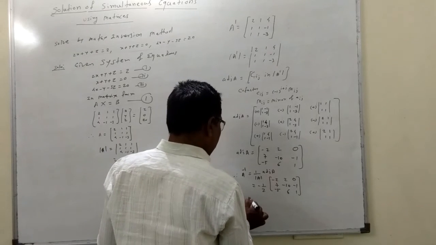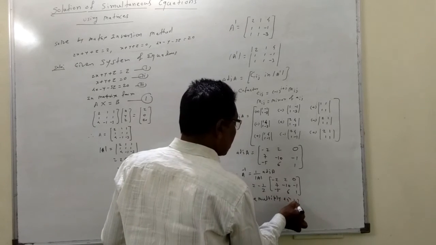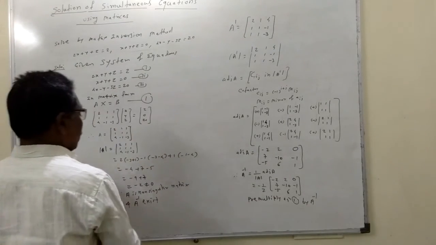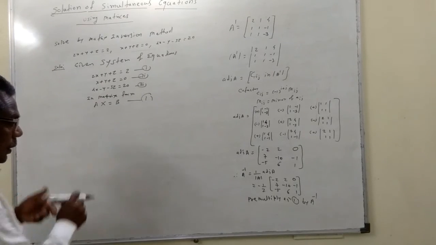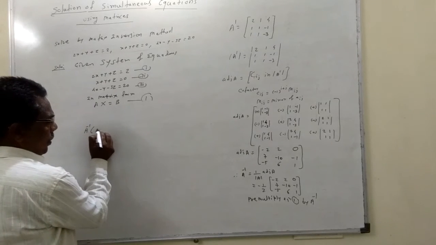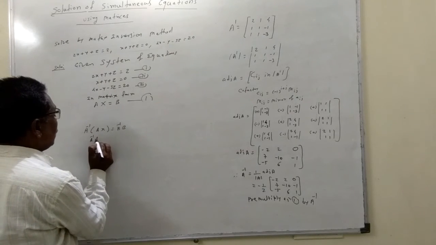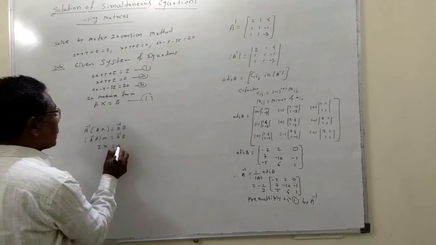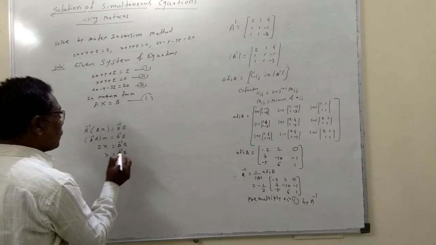Now we will pre-multiply the equation first by A inverse. So A inverse into AX is equal to A inverse into B. A inverse into A, X is equal to A inverse into B. I into X equals A inverse into B. So X is equal to A inverse into B.